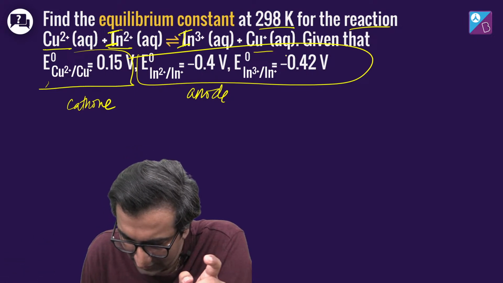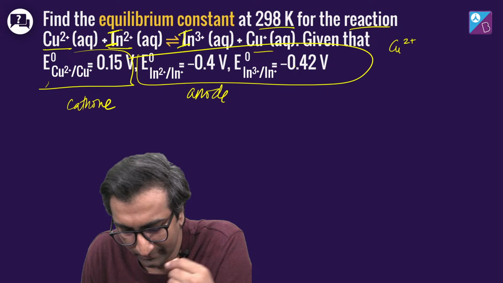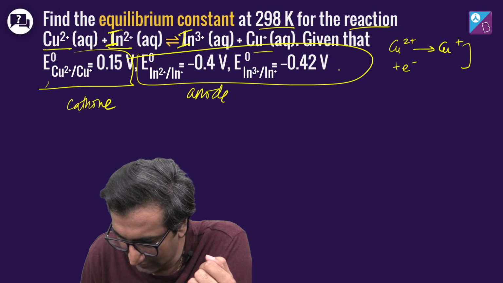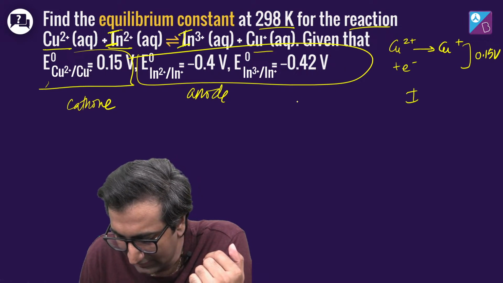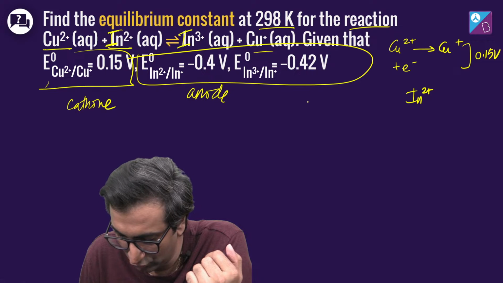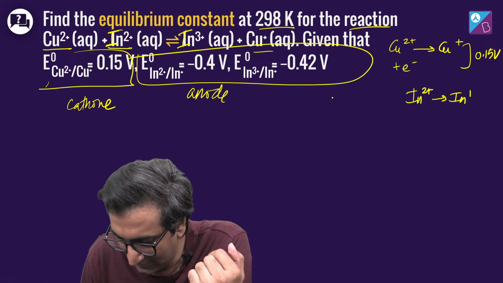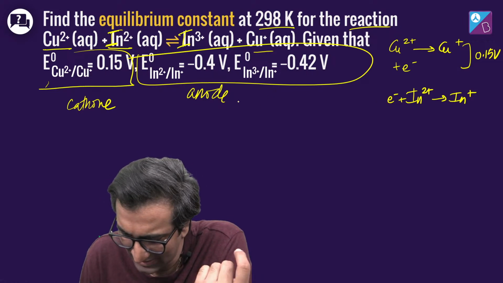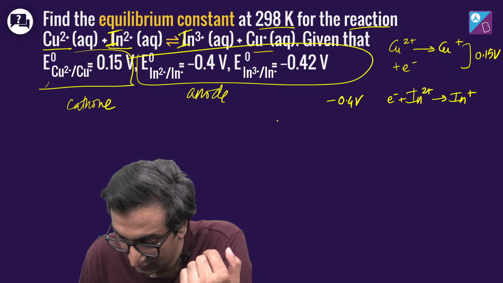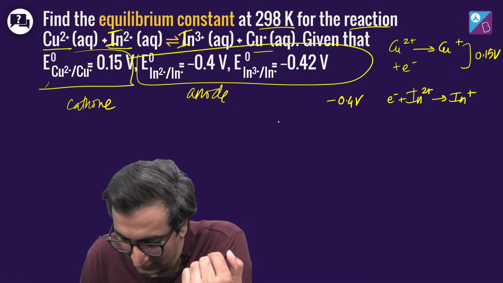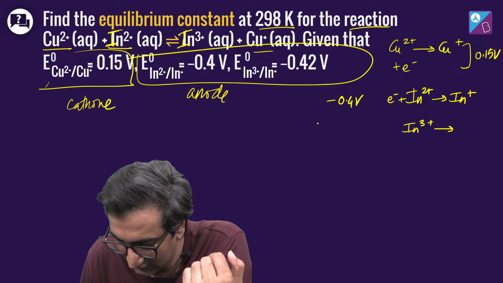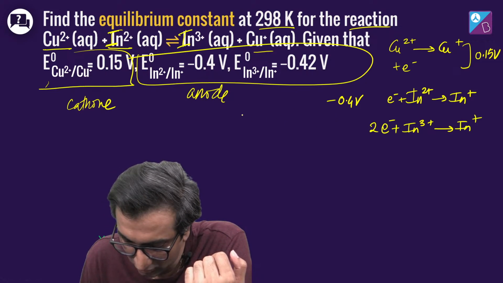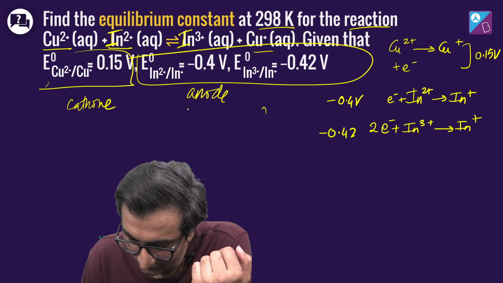We know that I can write this like this: Cu2+ to Cu+ plus one electron, whose value is 0.15 volt. Similarly, I can write In2+ to In3+ plus an electron. This value is given to be something, minus 0.4 volt, whatever it is, the value is not important. What is given in the second one? Here it is given that In3+ gives me In+ and 2 electrons, add them, and this is given as minus 0.42.